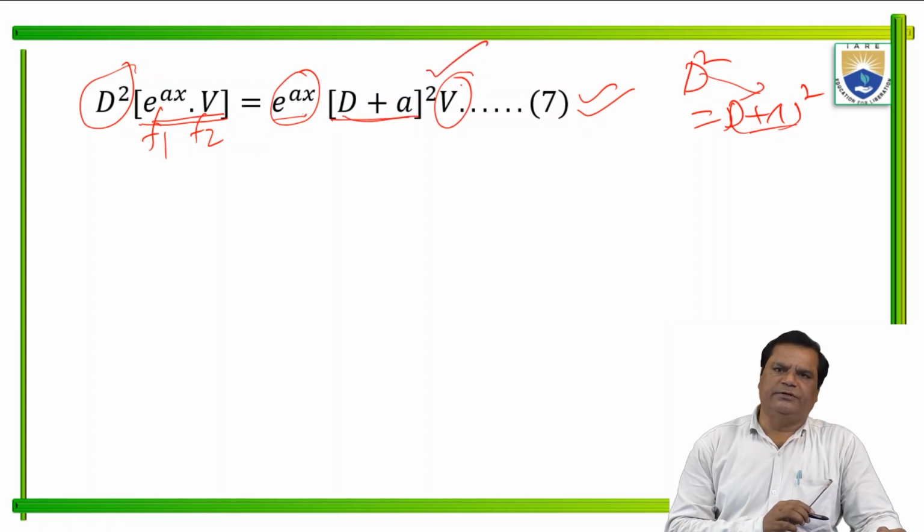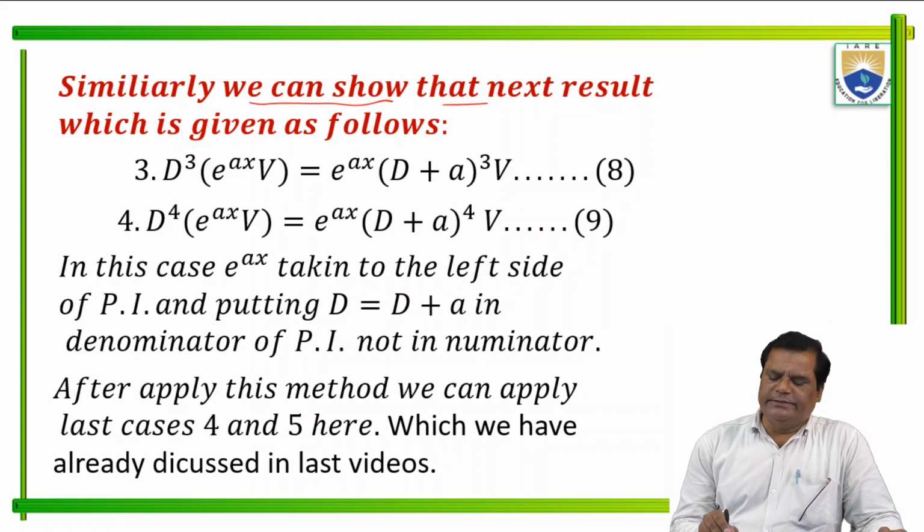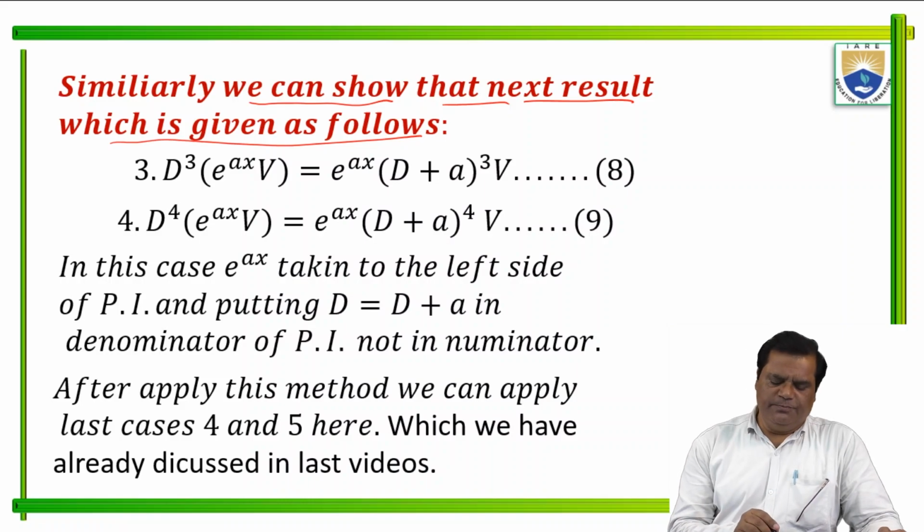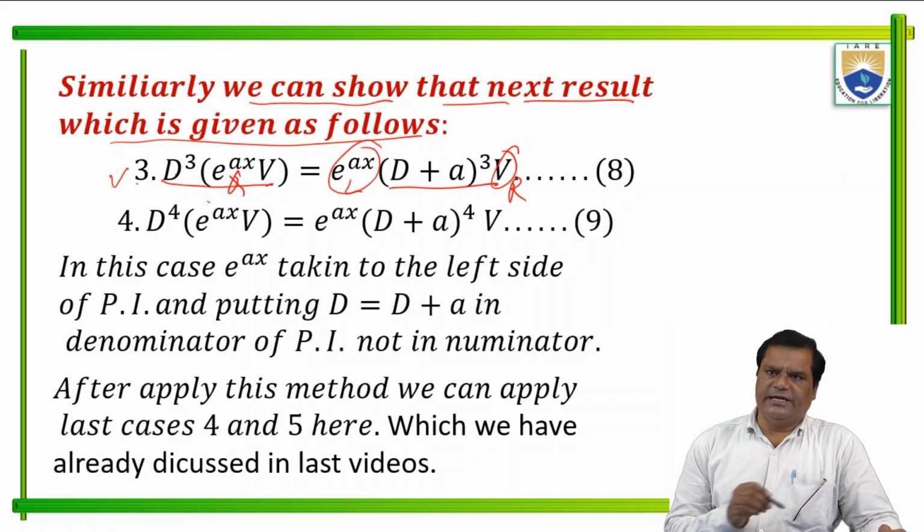This is the conclusion. Similarly, we can show the next result, which is given as follows. In the third equation, we take the third derivative of this function Q. Three times differentiation of Q, then we get the same: the exponential function on the left side and V on the right side. This is left side L, this is right side R, and (D plus a) whole cube.